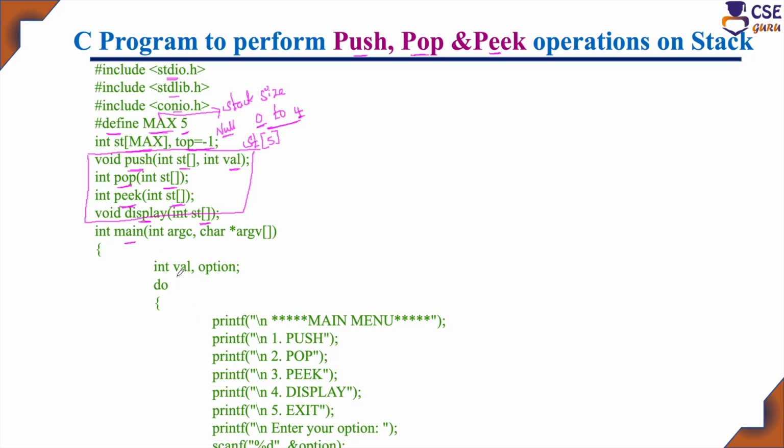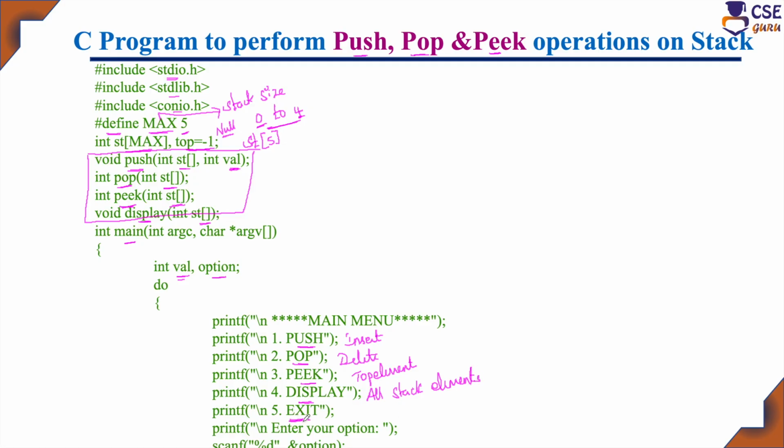And here value and option you need to pass. Value is for the insert operation; you need to pass the value. Okay. And the menu for the stack operation: option 1 is push, that is nothing but the insert operation. Pop is nothing but the delete operation in stack. Peek will display the top element of the stack. Only the top element it will refer to and display. And display will display all stack elements, one by one.